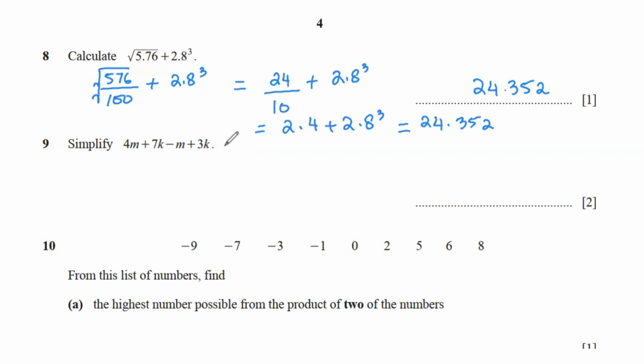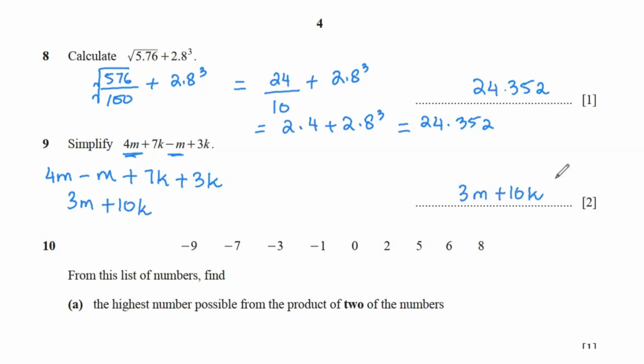So this is basically collecting like terms. Like terms are terms that have the same variable, with the variables raised to the same power. So we have two variables over here, m and k. For m, we have 4m and minus m. So let's write that together. And then we have 7k and 3k. So you rewrite the expression by writing the like terms together. 4m minus m is 3m, and 7k plus 3k is 10k. So 3m plus 10k is the answer.